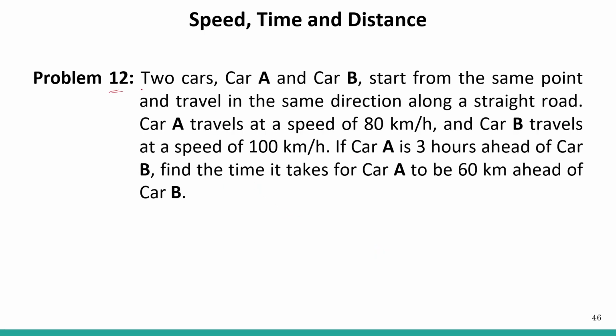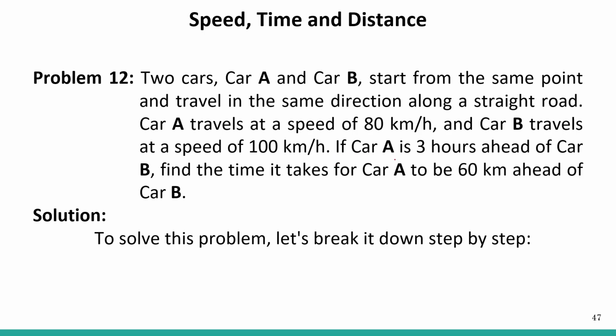So problem number 12. Two cars A and B start from the same point and travel in the same direction. Here they are traveling in the same direction, so their relative speed will be negated, that is, subtracted from one another. Along a straight road, car A travels at a speed of 80 km per hour and car B travels at 100 km per hour. So the relative speed of A and B will be equal to 100 minus 80, that is equal to 20 km per hour. So this will be their relative speed.